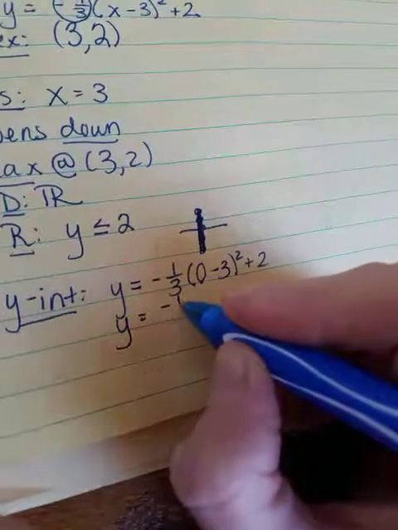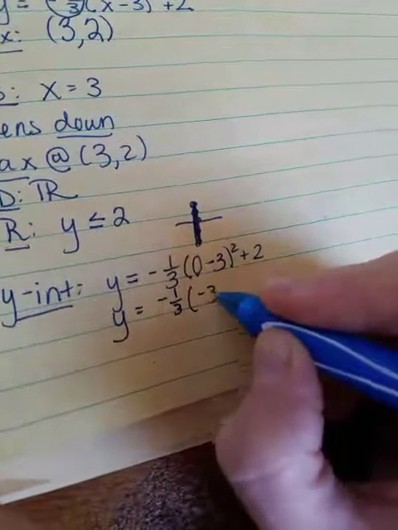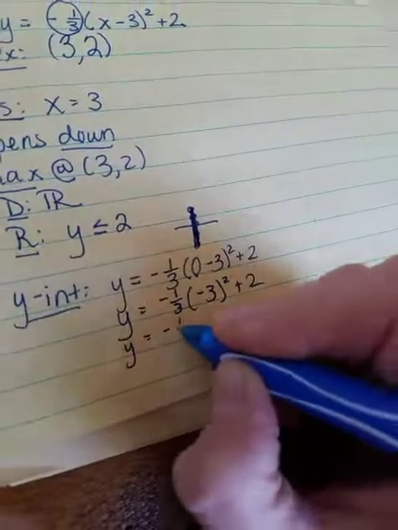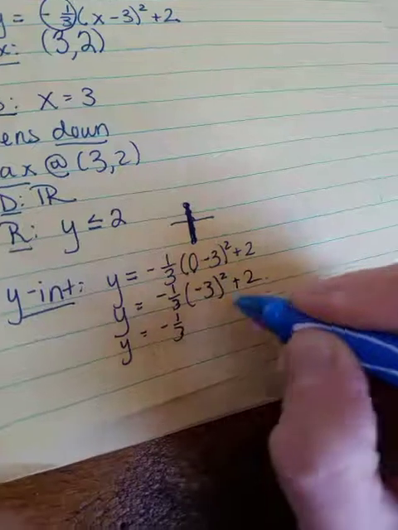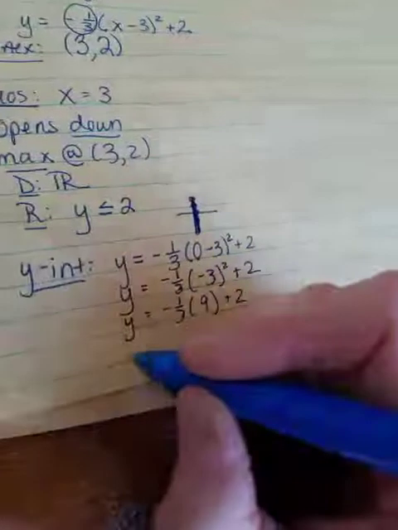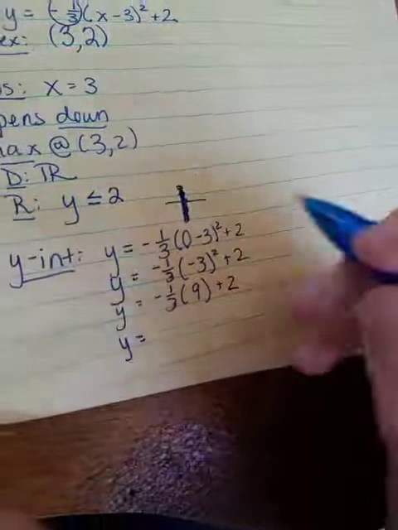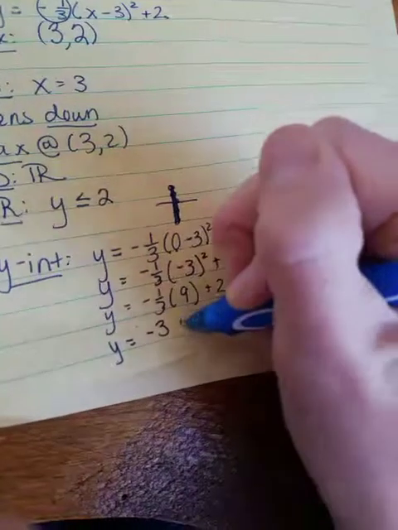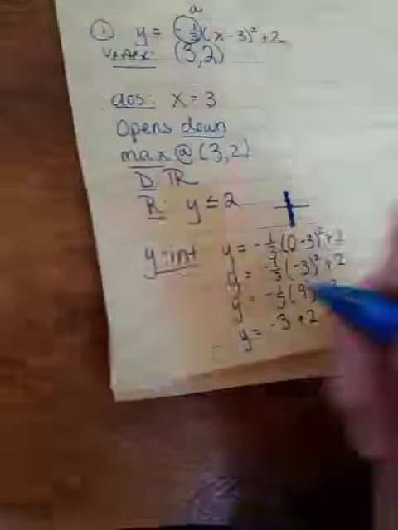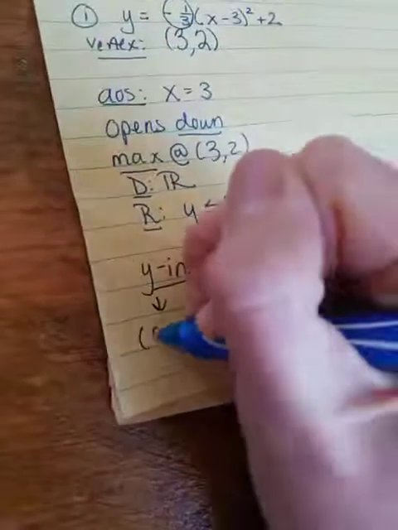So now I'm just going to simplify. So I'll show out every step. Okay. So now what is negative 3 squared? Negative 3 times negative 3 is positive 9. And now you're doing 9 times negative 1/3. That's negative 3. And negative 3 plus 2 is negative 1. So remember, you're writing the y-intercept as an ordered pair. It's the point 0, negative 1.